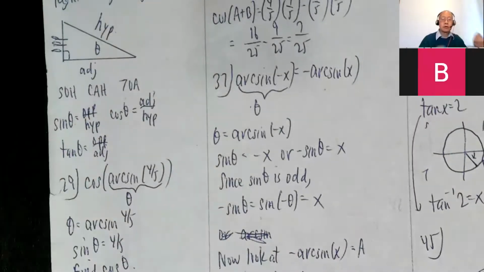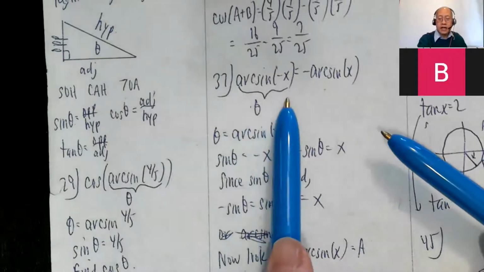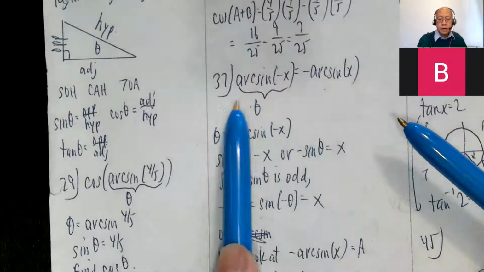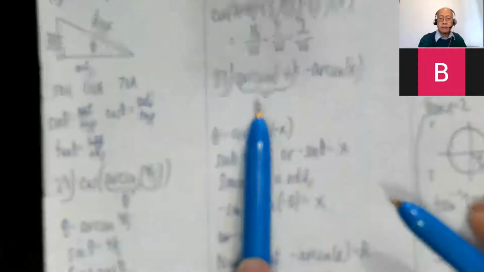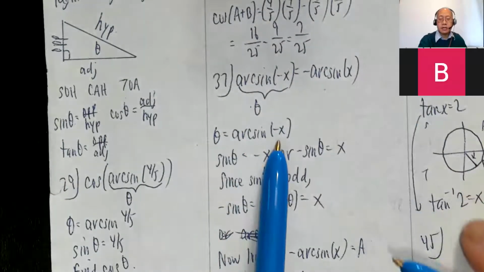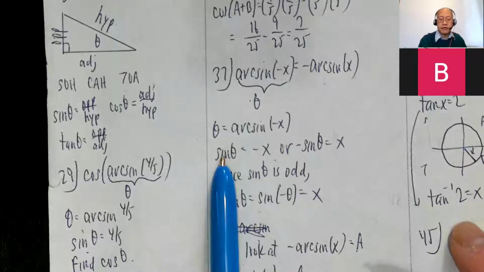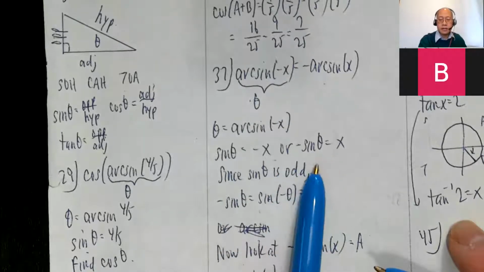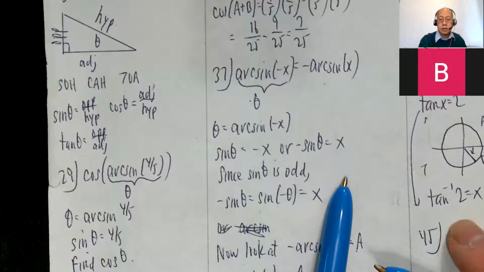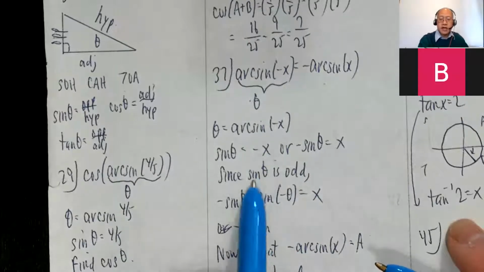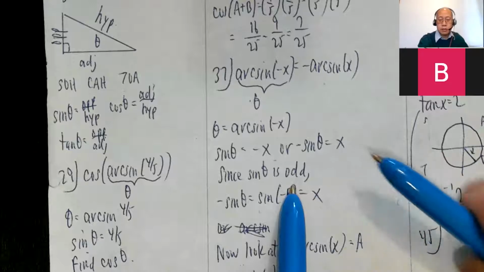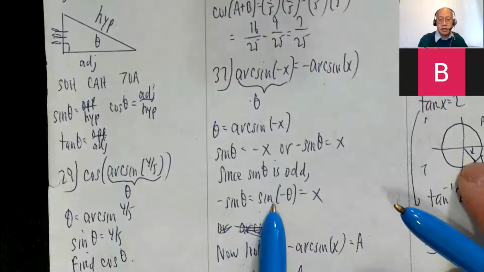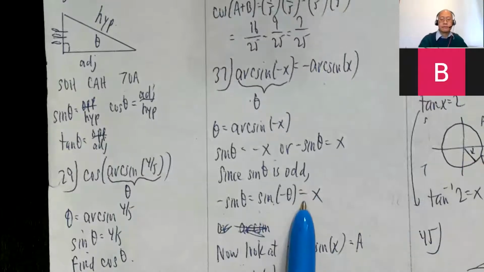Okay, 37. Show that arc sine of negative x is the opposite of arc sine of x. I decided to call this theta. Let theta be arc sine of negative x. That means sine of theta is negative x, or negative sine theta is x. Since sine is an odd function, negative sine theta is the same as sine of negative theta, which is x.